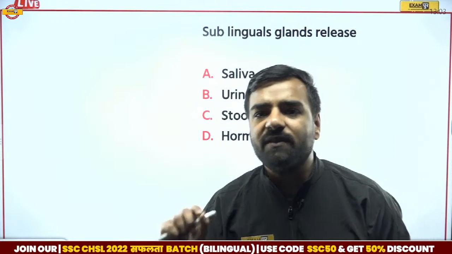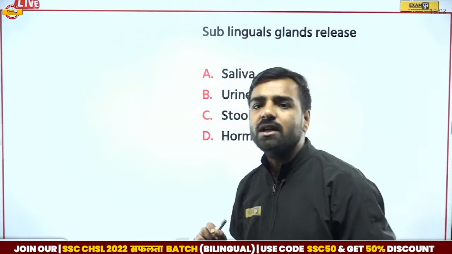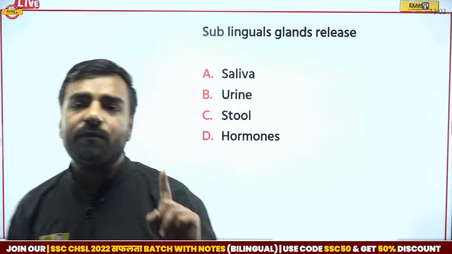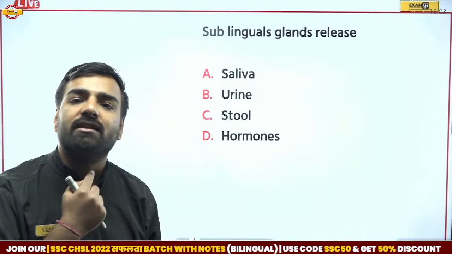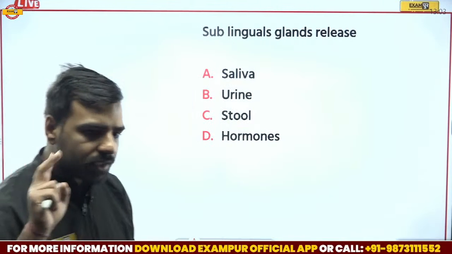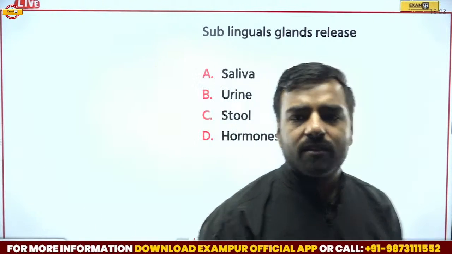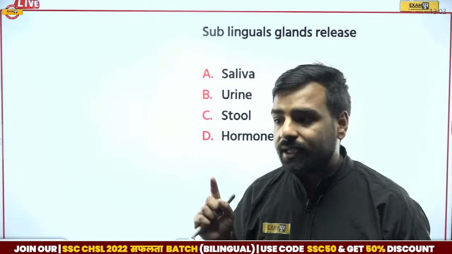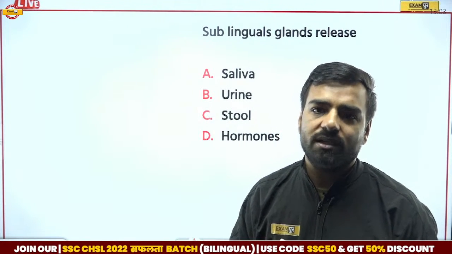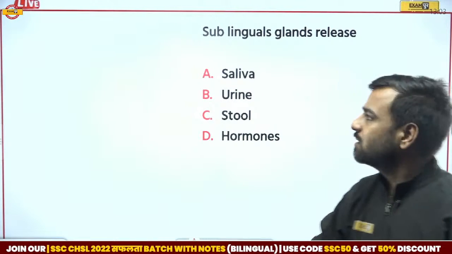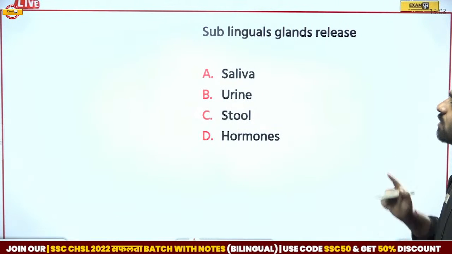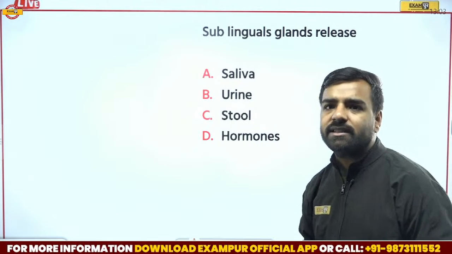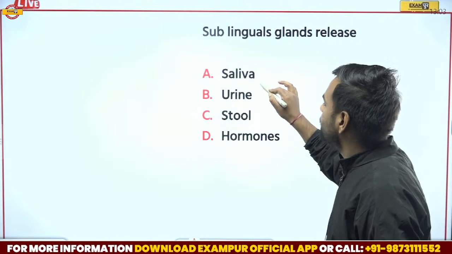This saliva is very useful for the lubrication of the food so that the food must not get stuck over here in the neck. That is one thing. Second, whatever you have eaten, there might be some microorganisms. So this saliva is actually acidic in nature. It will kill those microorganisms. But basically, the question is, sublingual glands release what? So if I talk about these options, what is the correct answer? The correct answer is going to be saliva.